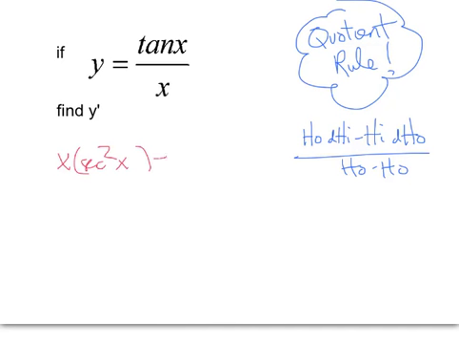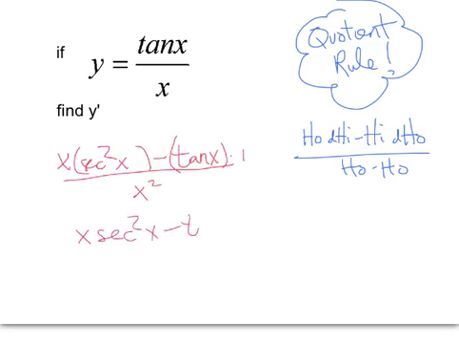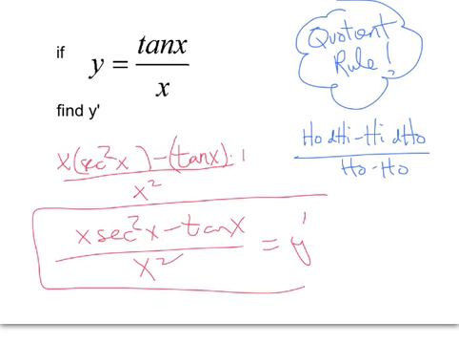Minus hi, then the derivative of the bottom would just be 1, d ho, all over the denominator squared. All right, so the final answer might be x secant squared x minus tangent x all over x squared. And that's what y prime would be. Okay, so you're basically just practicing with derivatives that you memorize and applying the same stuff we've been talking about.